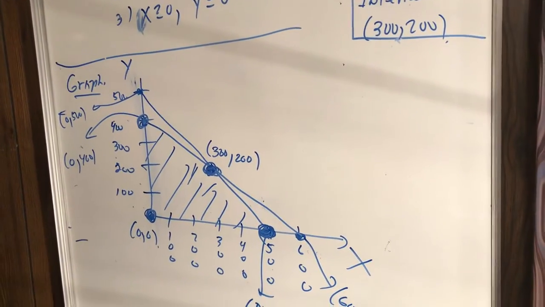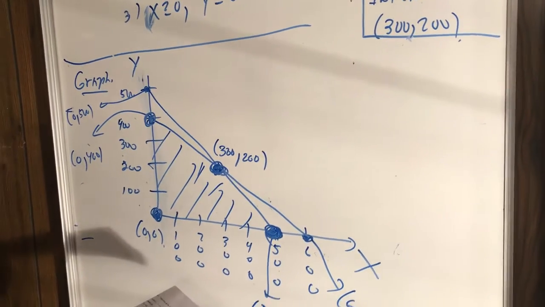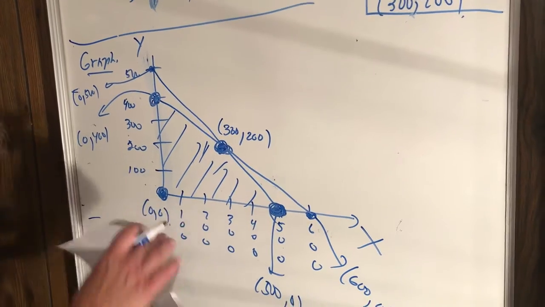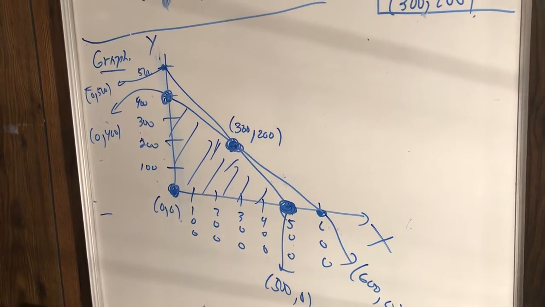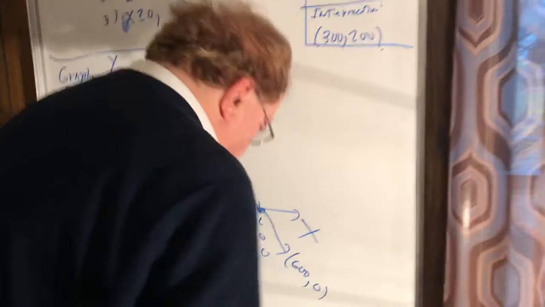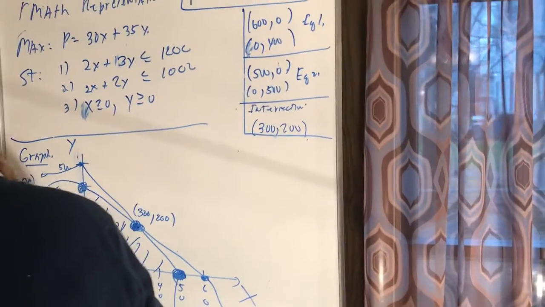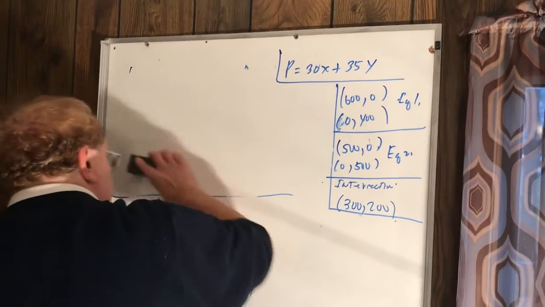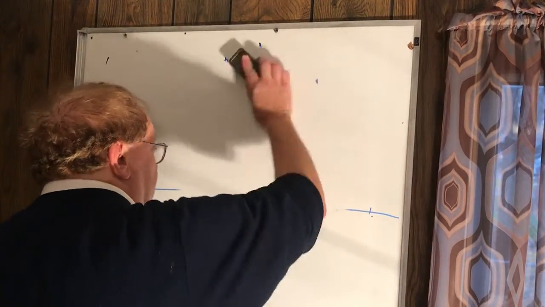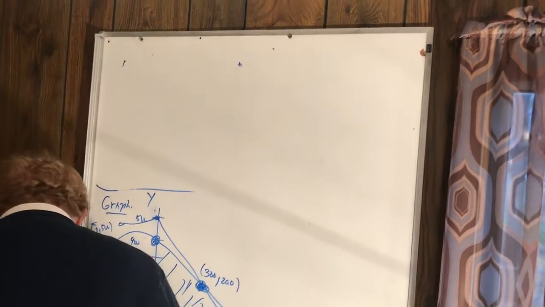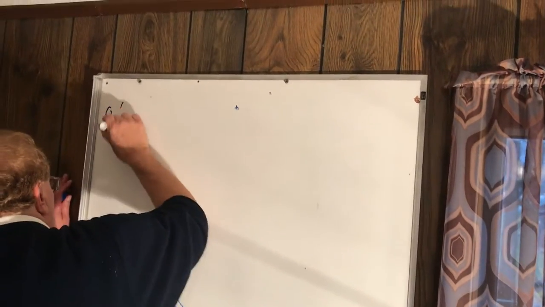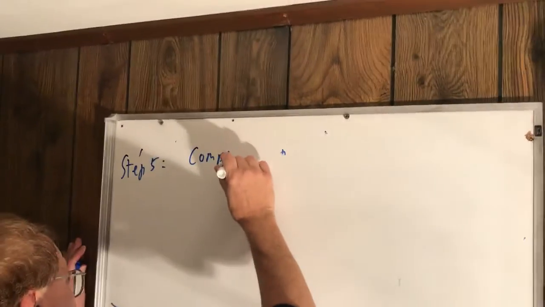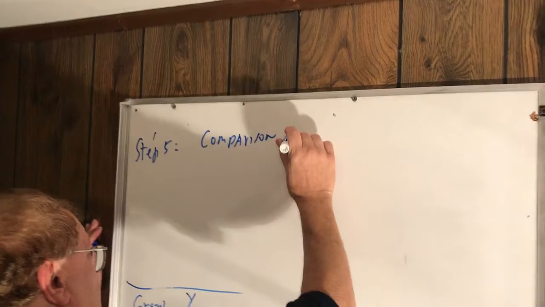So the next step, and then the last step, is to develop my chart. Okay, I'll leave the graph on the board. And the next step is to develop my chart. This is my comparison chart. So step 5, I believe, your comparison chart.